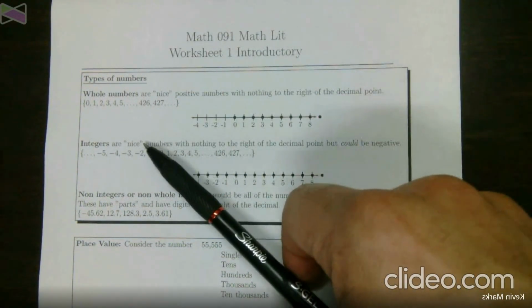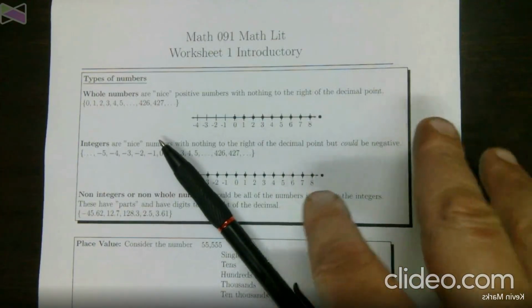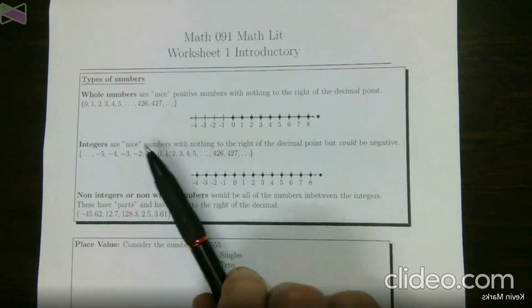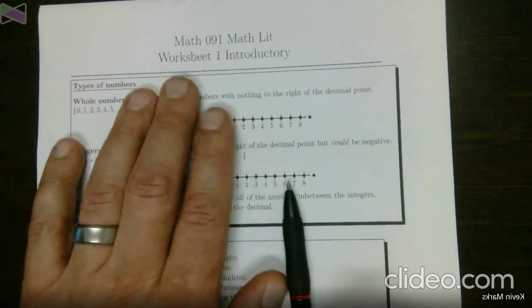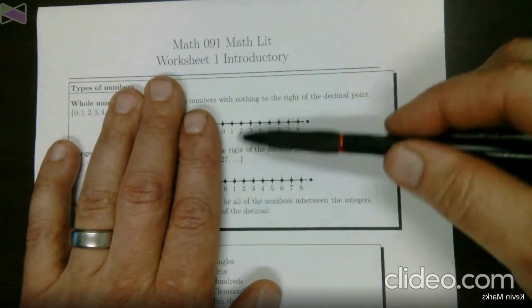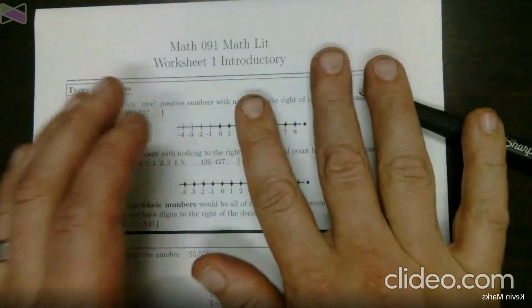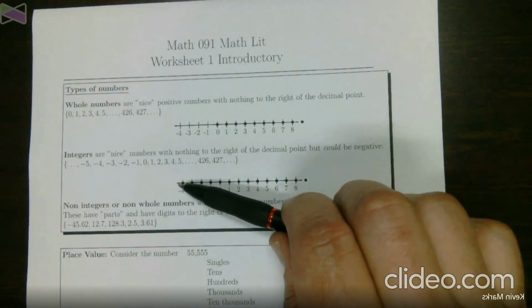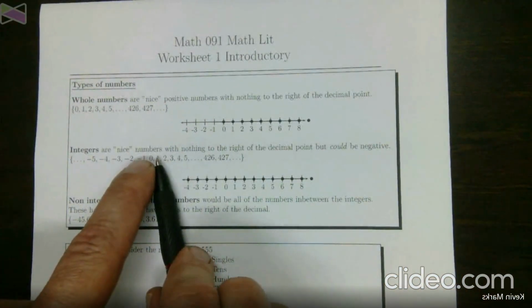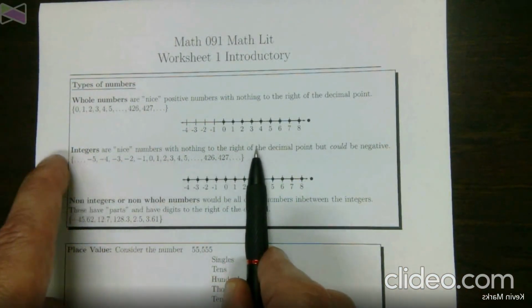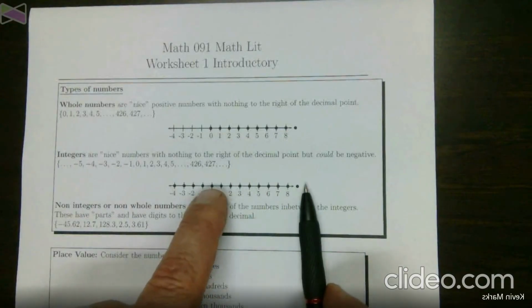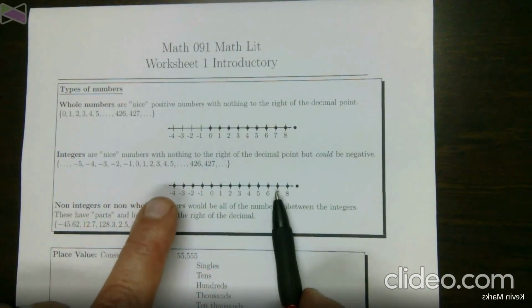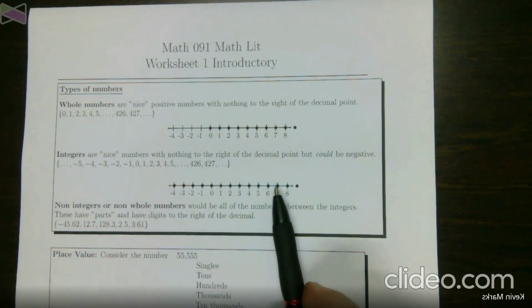Integers are also nice numbers. Nice meaning no parts, no fractions, no decimals. But they might have negative now. So it is the same as whole numbers, right? It has that same 0, 1, 2, 3, and so on. But it now also has negative numbers. So -1, -2, -3, -4, all the way down. So think it goes both directions. So positive and negative, right? Positive and negative, okay? But still, no crazy decimals, okay?